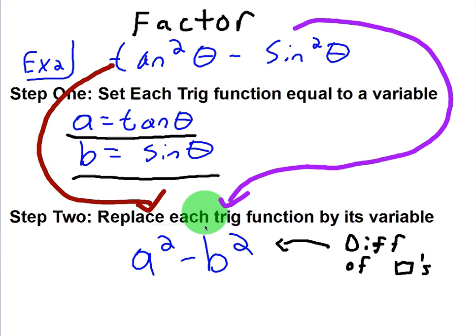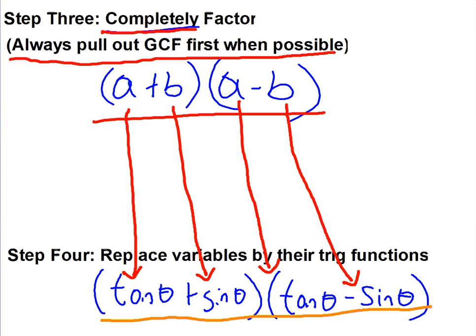So again, step 2 is just to replace each trig function with its variable. Now we have A squared minus B squared, and we're going to use the difference of squares to factor that. Again, if you need to, you can go back and watch my Algebra 2 videos on factoring. There's a lot of different methods. I'm not going to go over those right now. But this one's simple. It's the difference of squares.